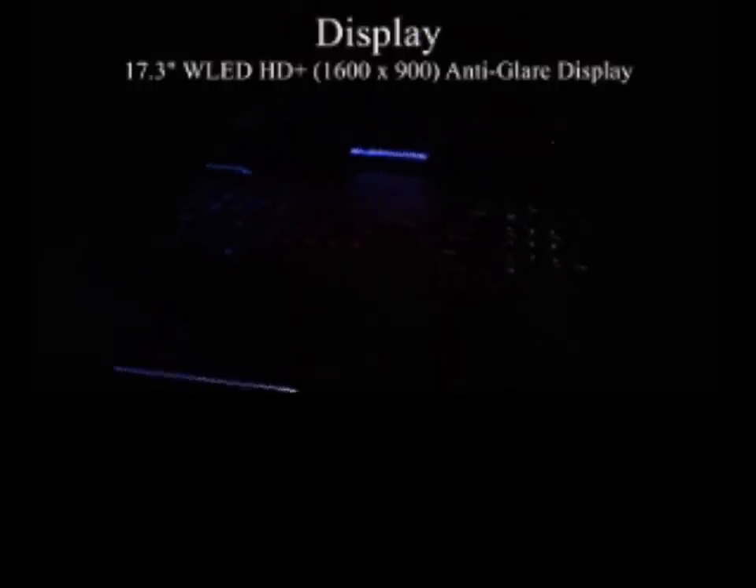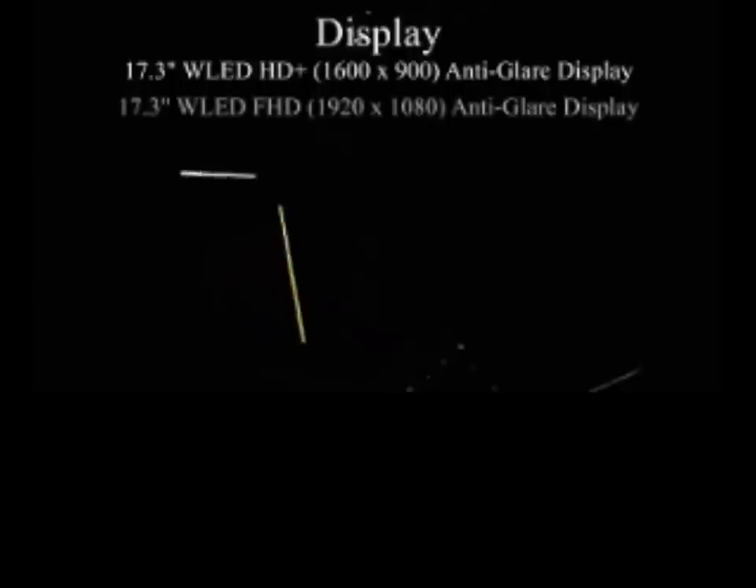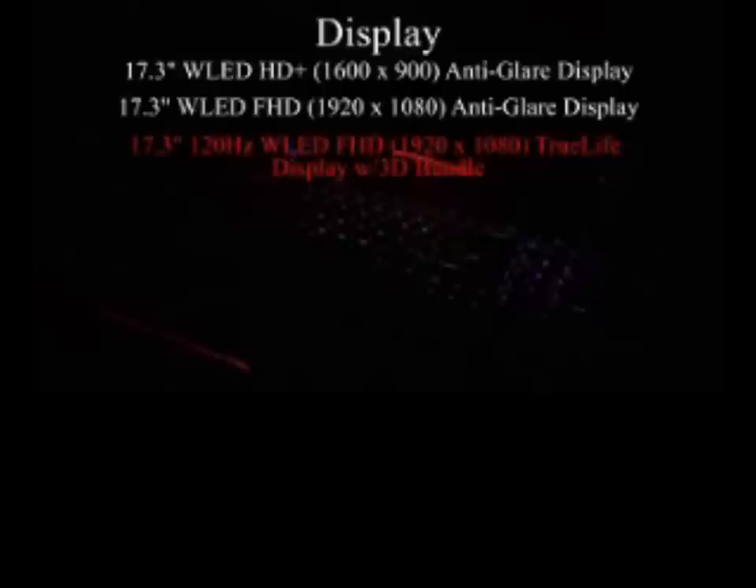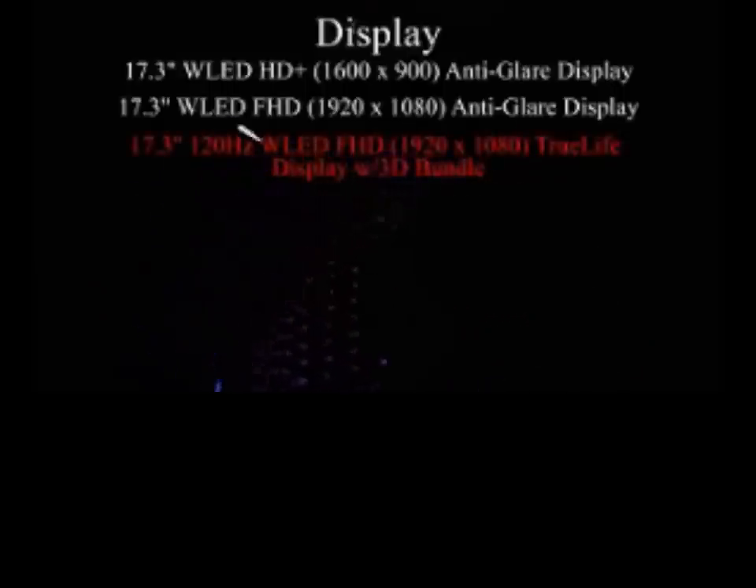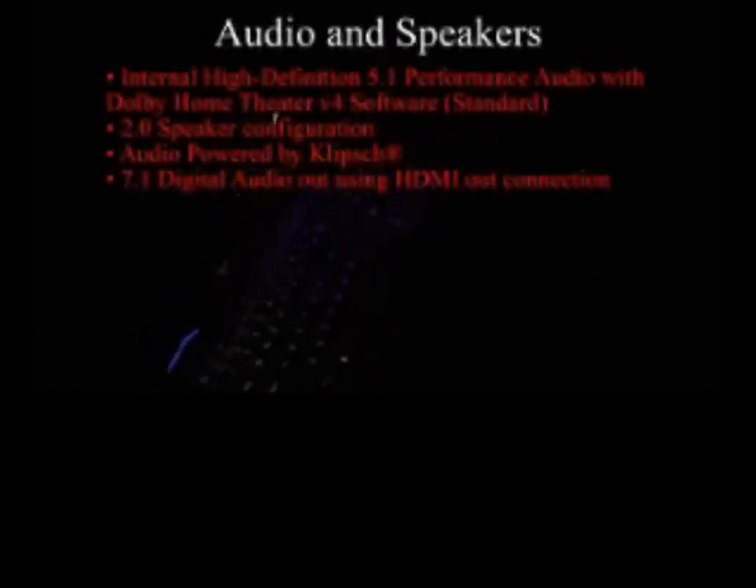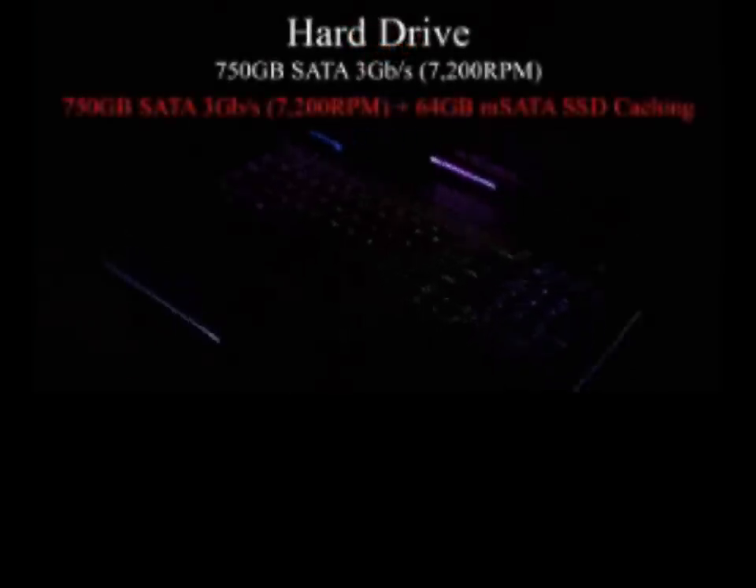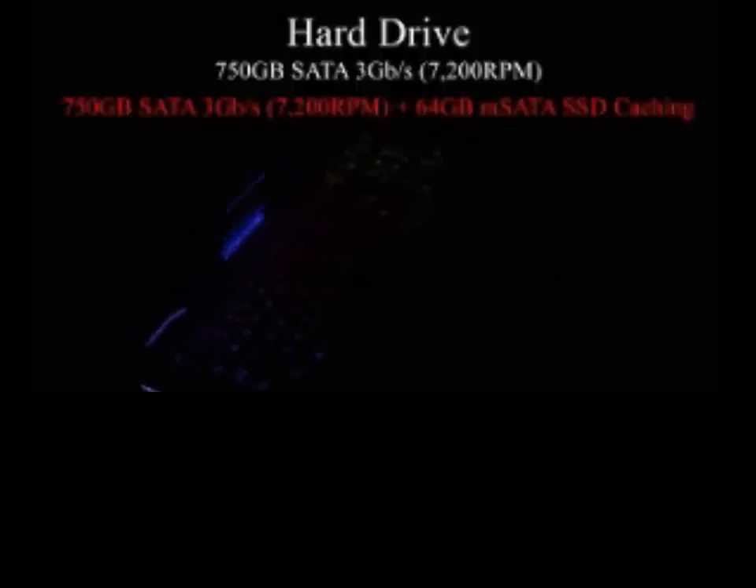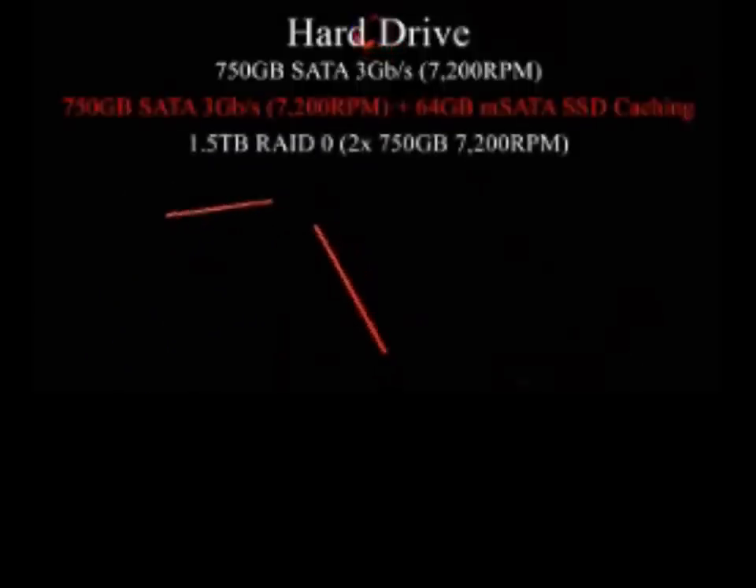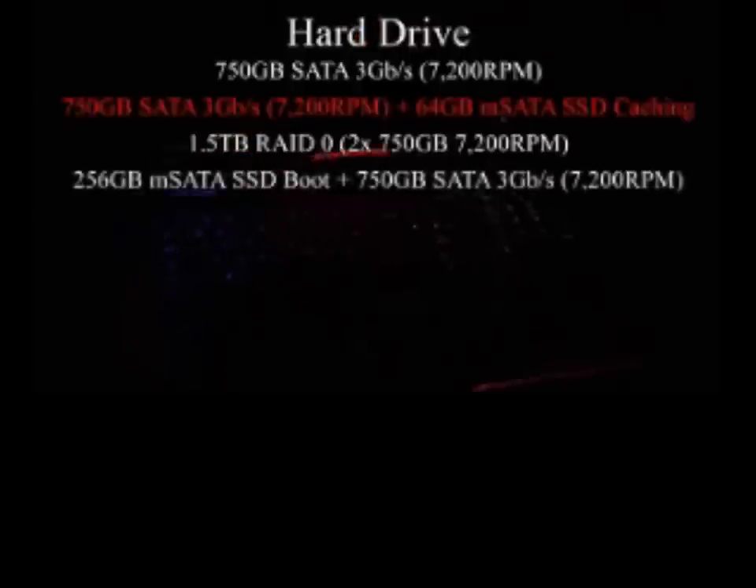You can choose the WLED HD Plus 1600x900 anti-glare display, the WLED FHD 1920x1080 anti-glare display, or the 120Hz WLED FHD 1920x1080 True Life display with 3D bundle. This laptop has a 2.0 speaker configuration powered by Klipsch. For the hard drive, you can get a 750GB hard drive, or a 750GB hard drive with a 64GB solid-state caching drive, or a 1.5TB RAID 0, and you can also get a 256GB solid-state boot drive with a 750GB hard drive.